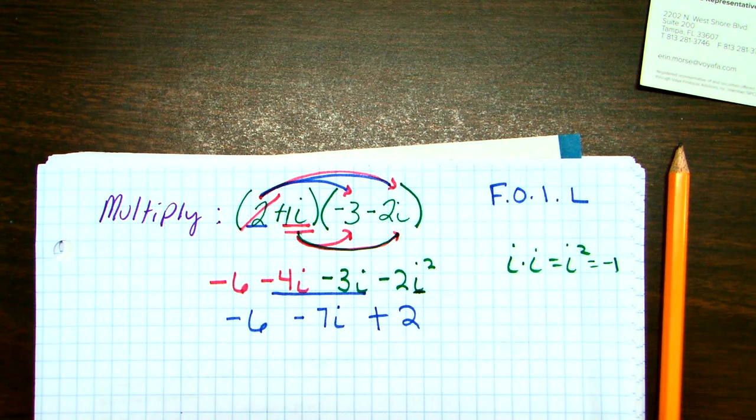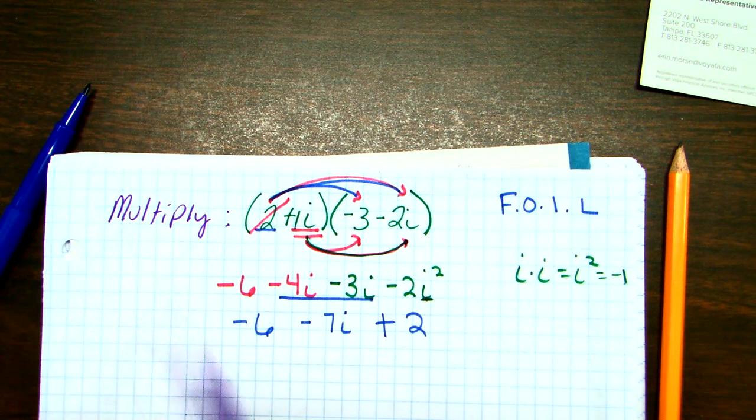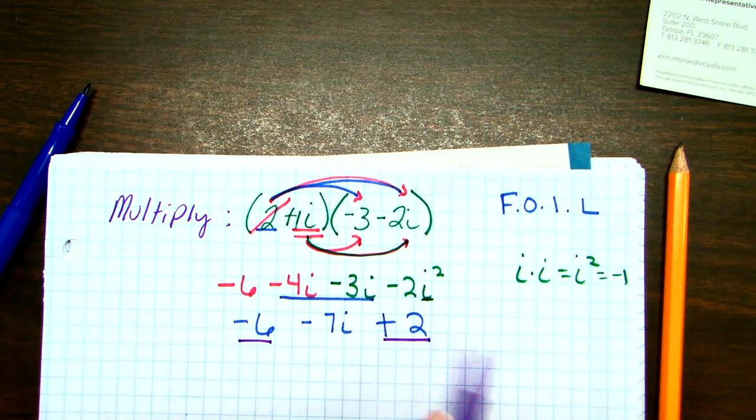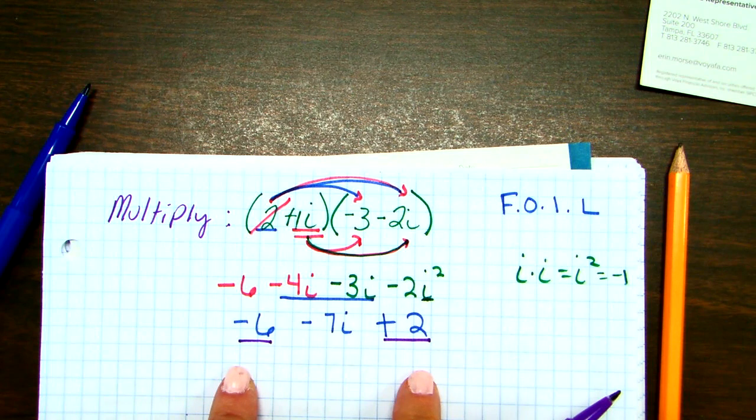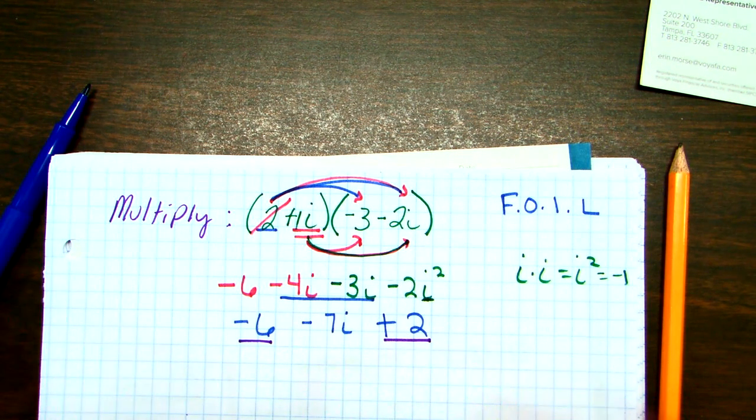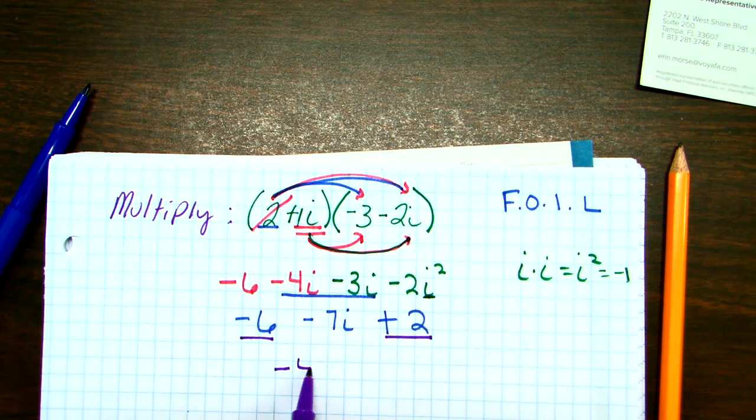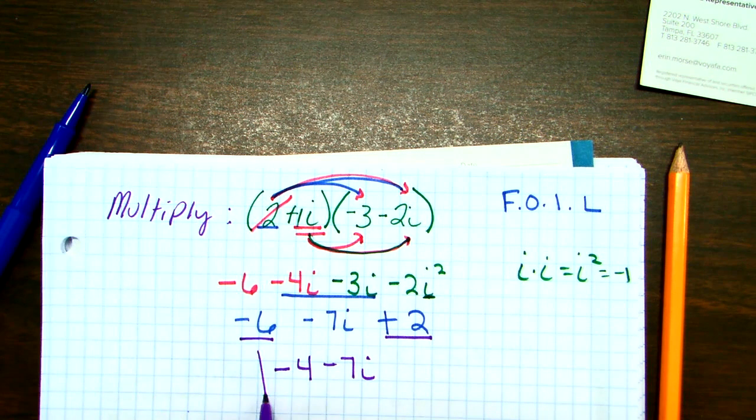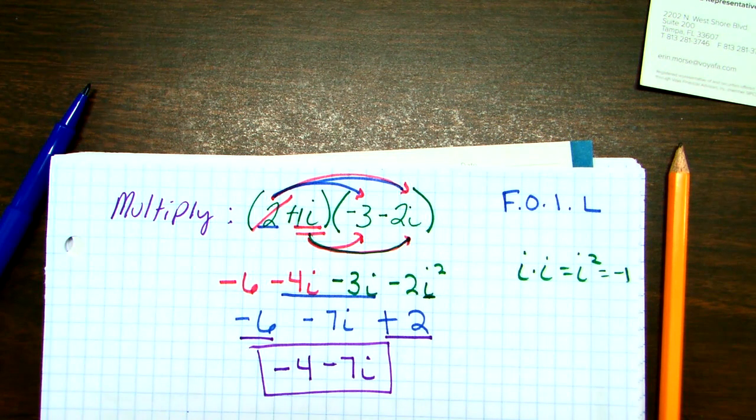Anything else I can do? Negative 6 plus 2. Guys, I'm not crossing an equal sign here. I'm not adding 6 to 2. Be careful. I'm not crossing over. I'm just combining like terms. Read it left to right. Negative 6 plus 2 is negative 4 minus 7i.